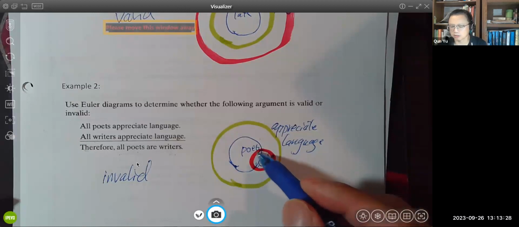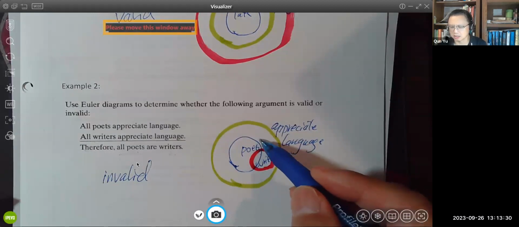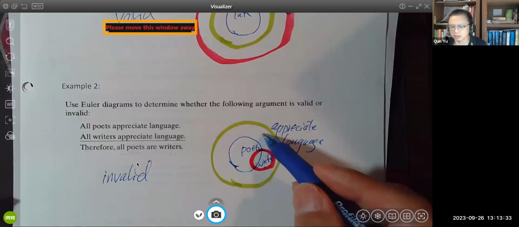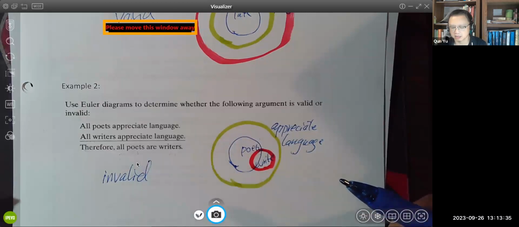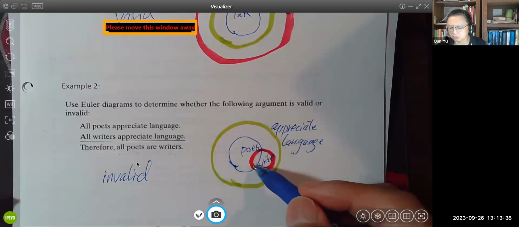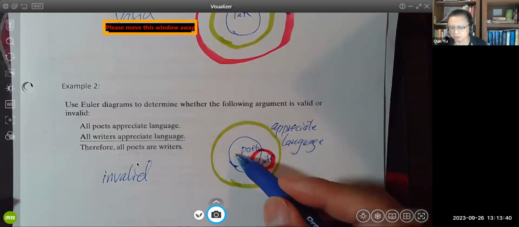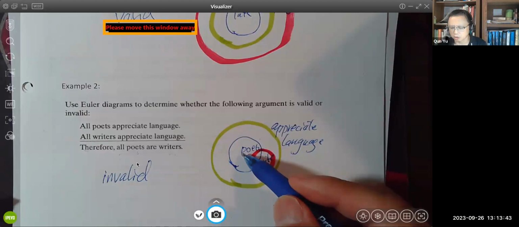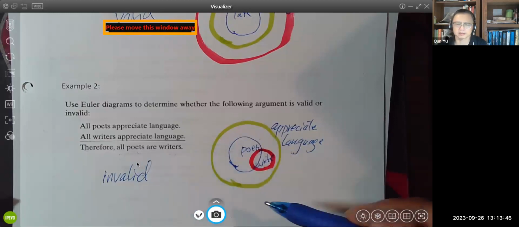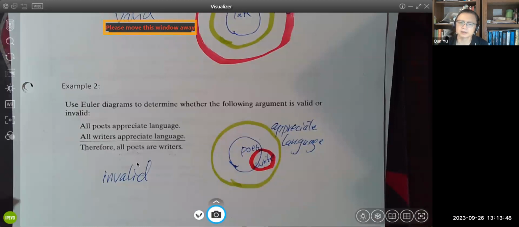For me, I just draw it this way. I could draw it here, entirely outside the blue circle, but still within the green one, still makes this false, right? I can draw this red circle entirely inside the blue circle so that all writers are poets. That also makes this false. Either case is okay, as long as you present a different scenario, which will give you a different conclusion. That will make this invalid, because again, a valid argument can only have one conclusion. Now move on to the next slide.